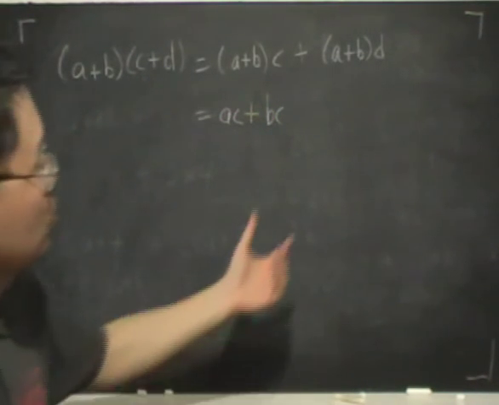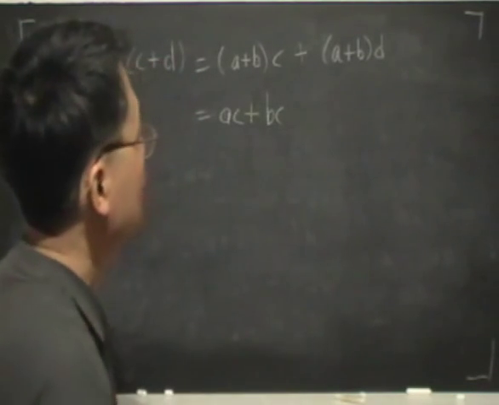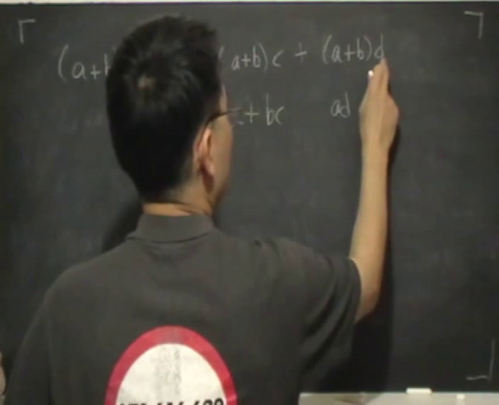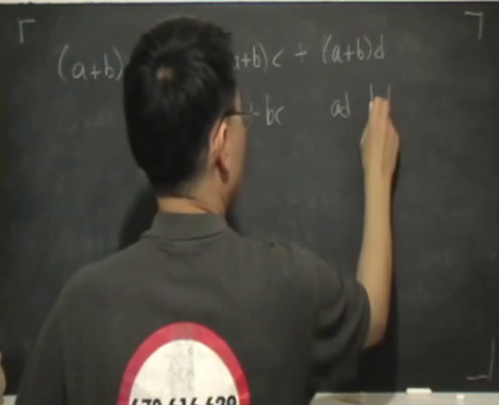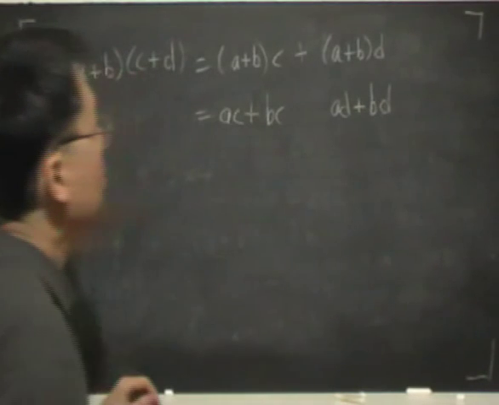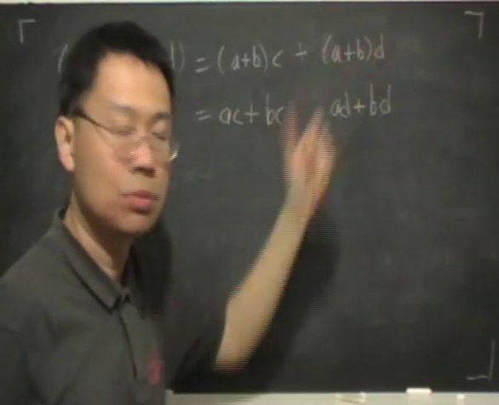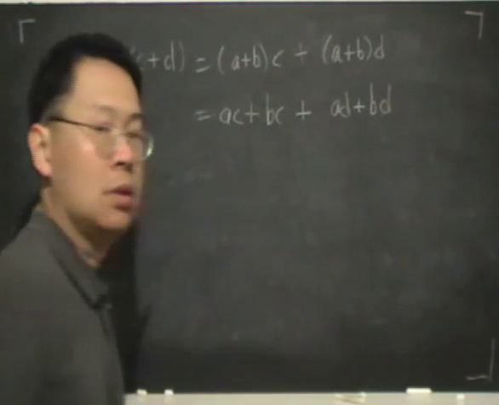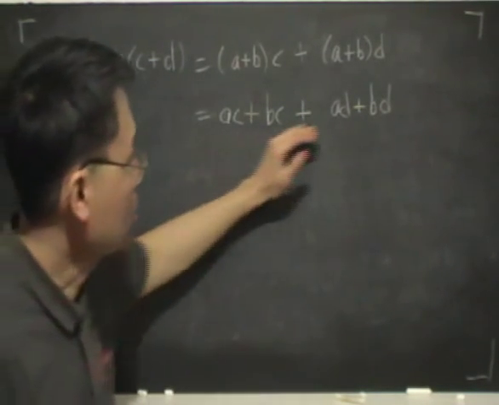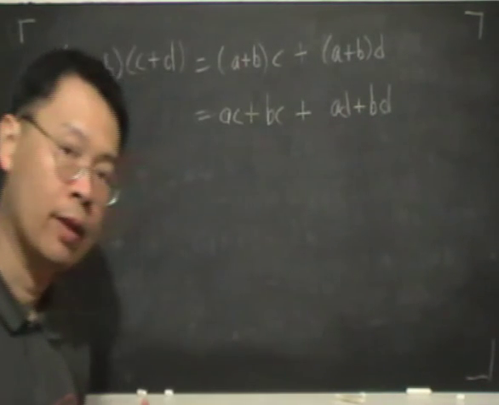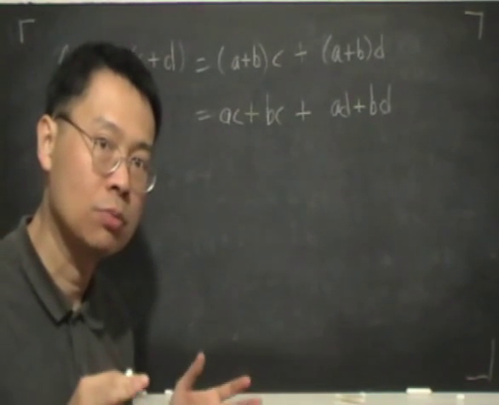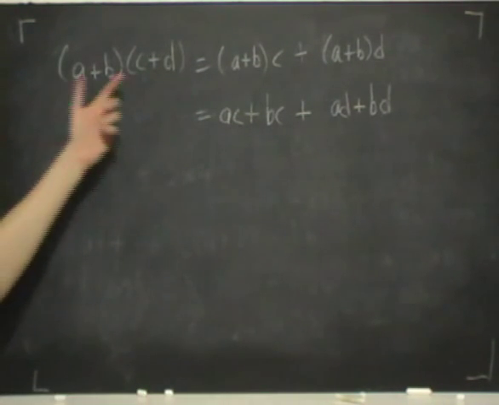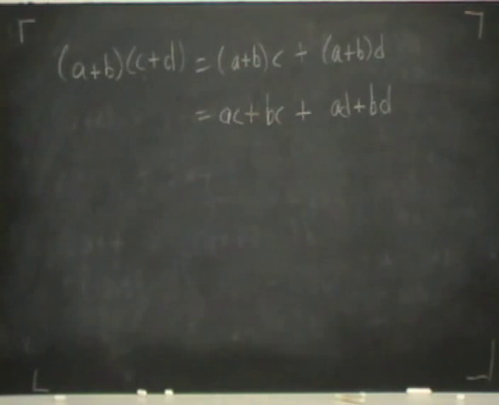Now I'll remove the next bracket as well. So we go d times a, d times b, added. And between those two terms, we have to add. So if you look at this final expression, there is no more brackets. I have just removed all the brackets. Well, the two brackets.